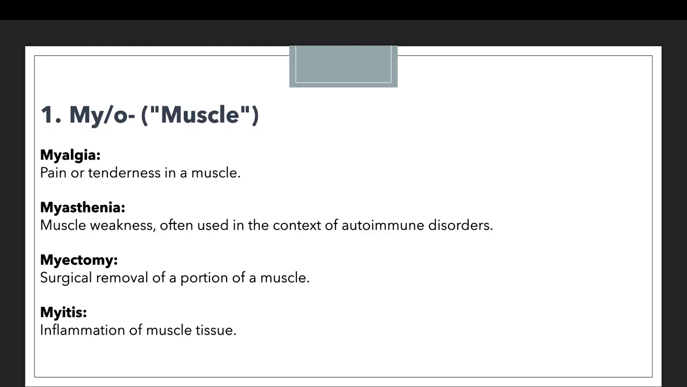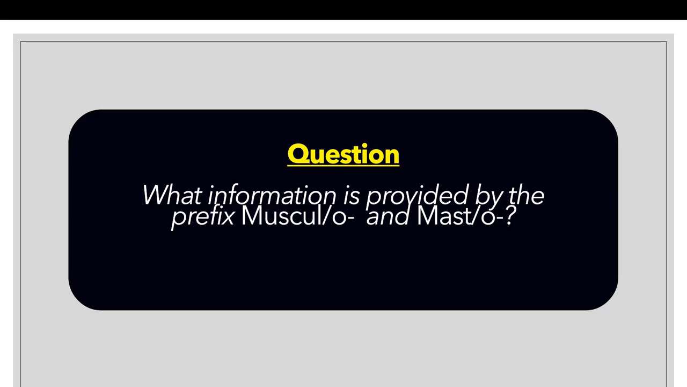I hope it is clear to all of you. And for today, there is one question for you guys, which is: what information is provided by the prefix muscle or musculo and mest or mesto? If you know the answer to this question, then I request you to share your knowledge in the comment section so that others can take a reference from there itself. And if you have any difficulty in answering this question, or if you are not aware of this topic, then you can check out the previous session, because there we have already covered these two topics in detail. So from there you can take a reference and then you can answer this question.